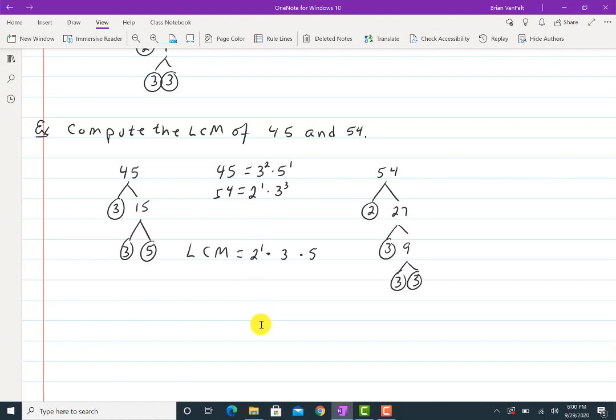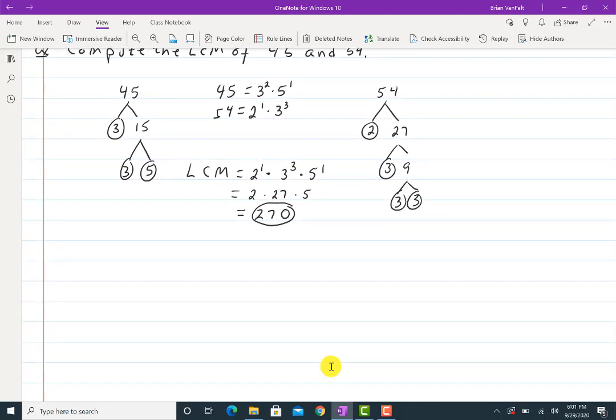Next, look at 3. If I look at all the exponents, here I have 3 squared, here I have 3 to the 3rd. I want the one with the higher exponent, so I'm going to write 3 to the 3rd. And finally, I only see 5 in one spot, and it's to the 1 power. So when I multiply this out, I believe I get 270. Which, once again, we got earlier in a different manner.